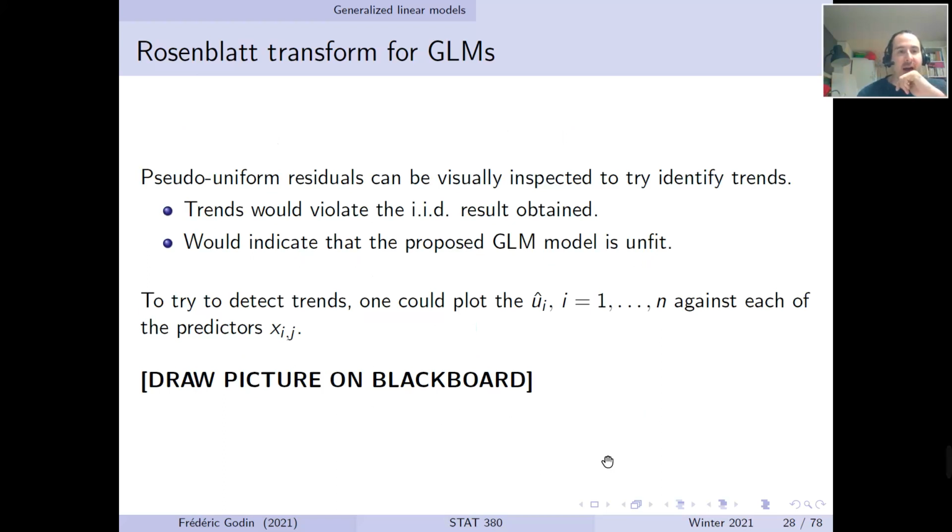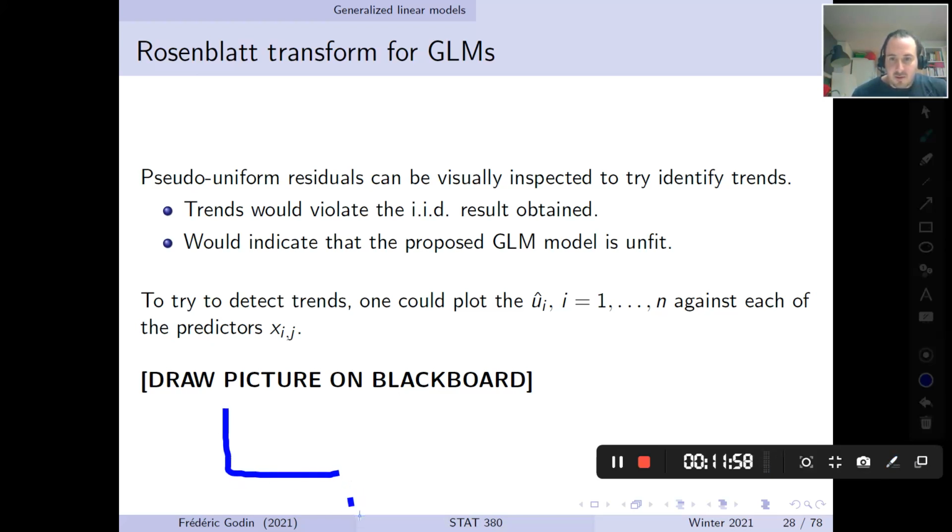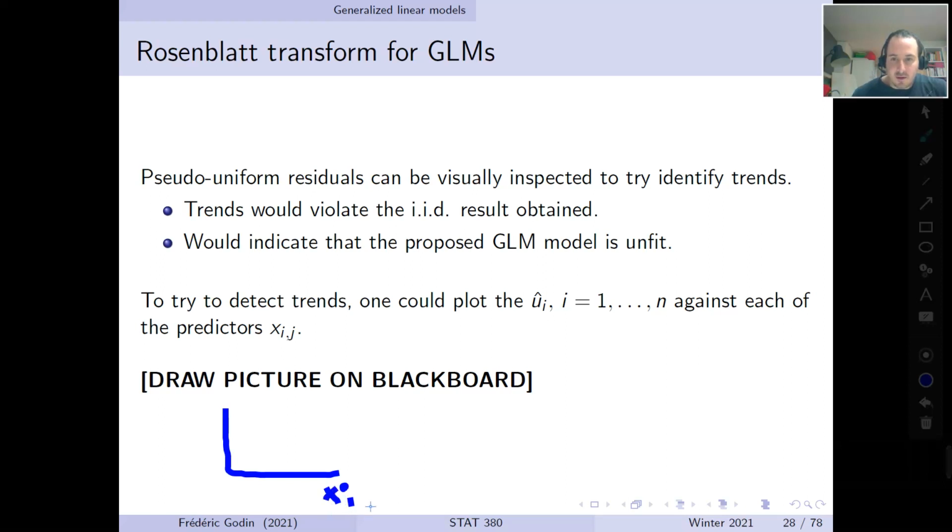If they're truly IID uniform 0, 1, you could try to inspect the residuals visually and try to identify trends. If you see trends, this would violate the assumption that your residuals are IID, which clearly means there's an issue with your model. So if you observe trends when you visually inspect residuals, the GLM is not a good model. By trends, you can first try to plot the residuals against the various predictors. Let's draw a picture here: this is x_i for some predictor j, and this is U hat i.